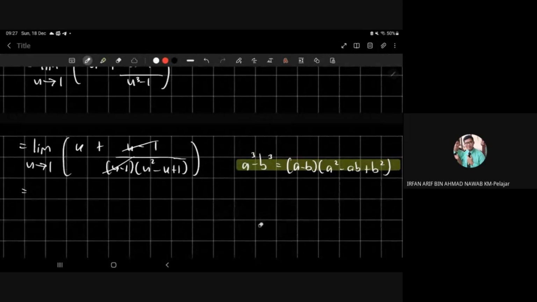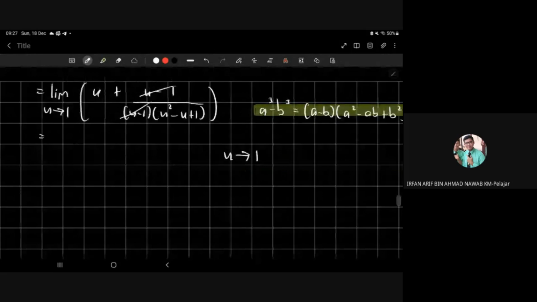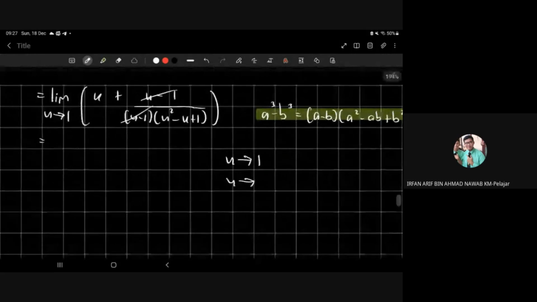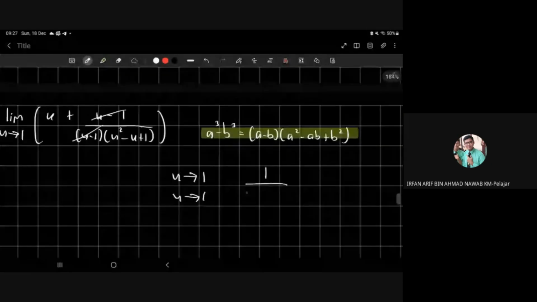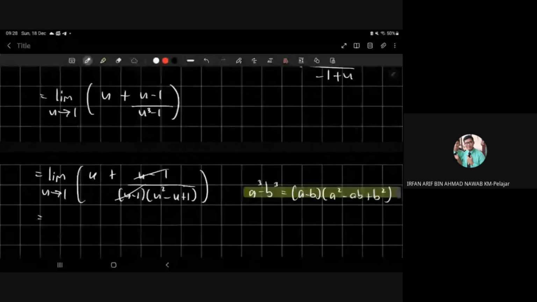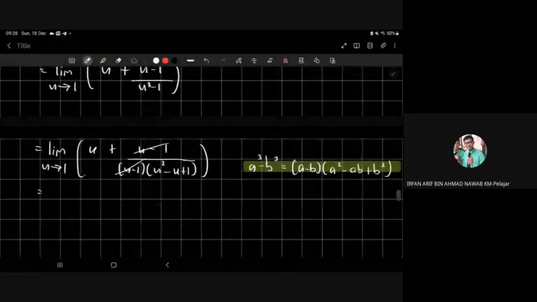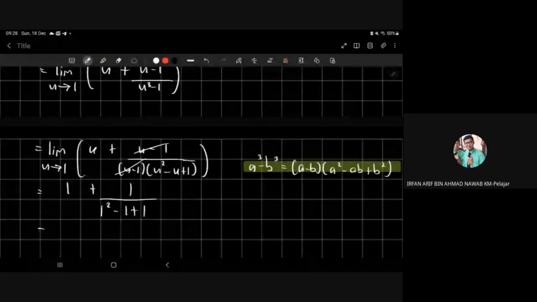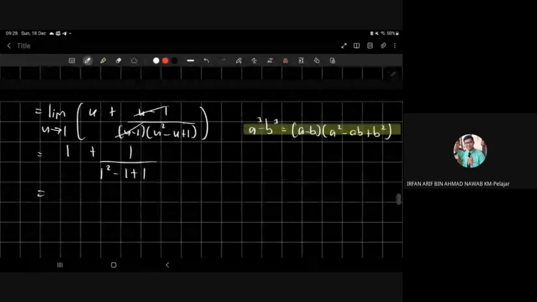But what I mean is that as u approaches 1, obviously the first term u also approaches 1. And how about 1 over u square minus u plus 1? As u approaches 1, that term will be approaching 1 as well. Okay, so that's basically what I'm trying to say. I'm not saying that we directly substitute, but in a sense where we are substituting it. So 1 plus 1 over 1 square minus 1 plus 1. From here, we know that 1 minus 1 is 0, and then 0 plus 1 is 1. So 1 plus 1, and then it should be 2. Okay, that is our final answer. The limit itself is 2.